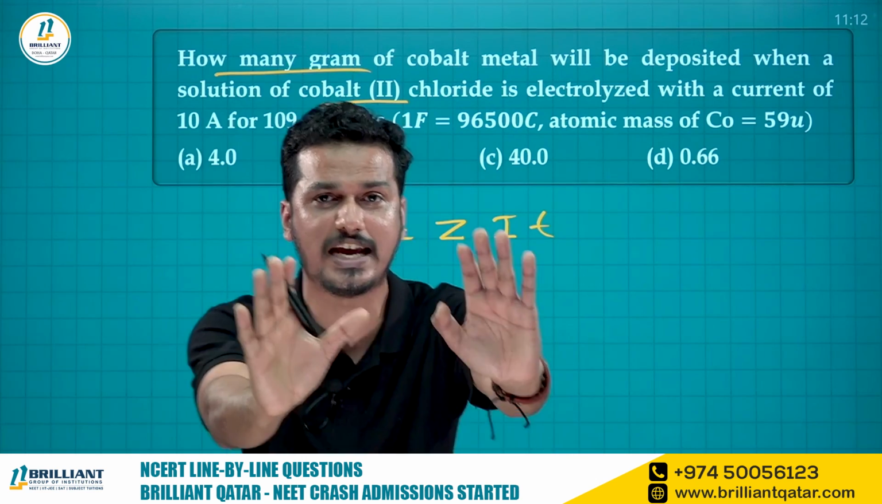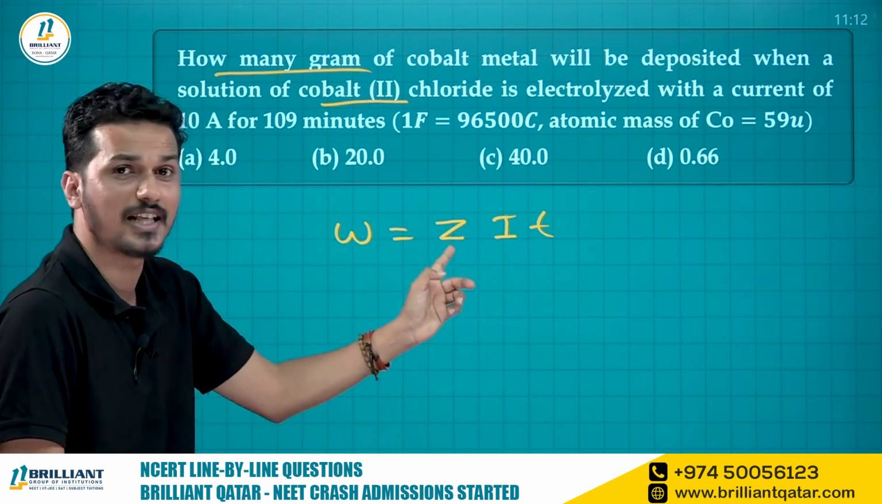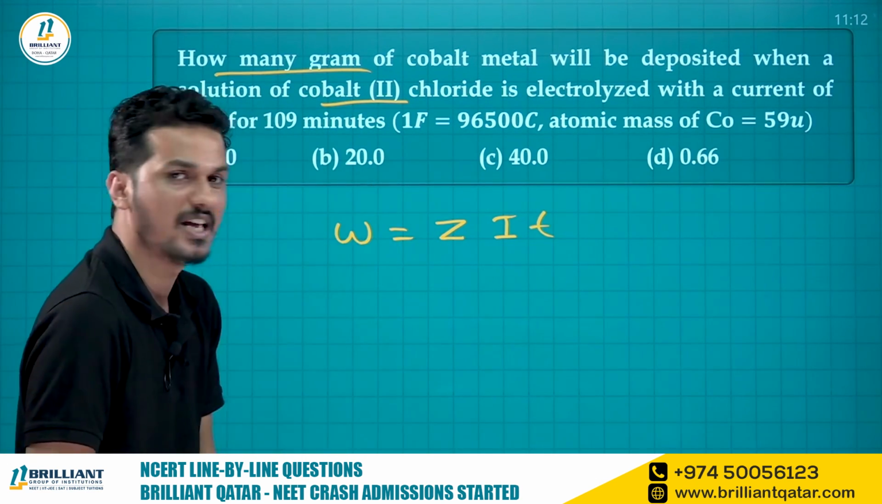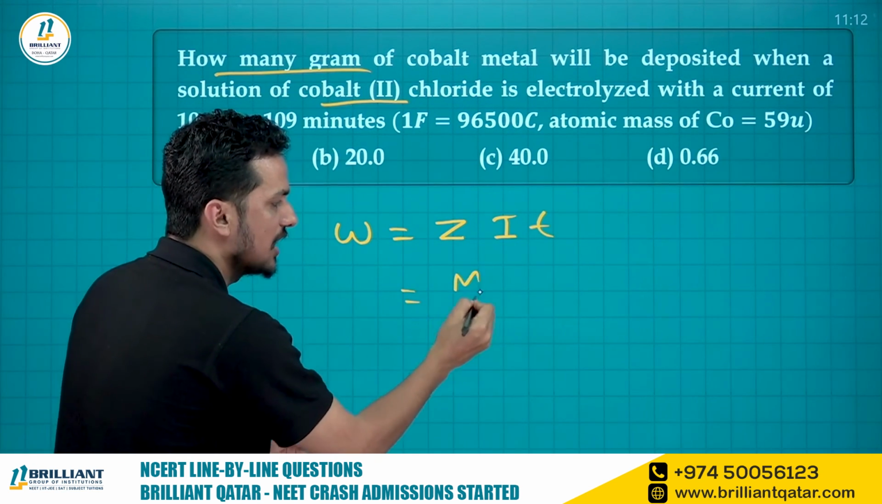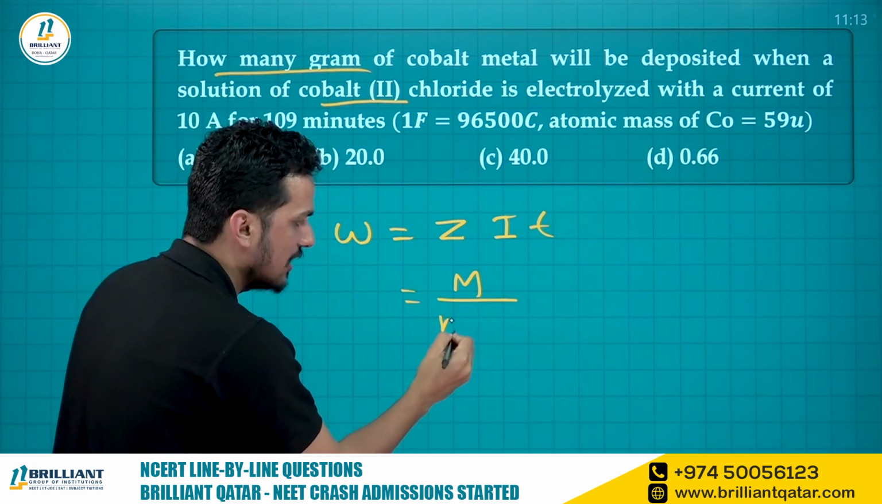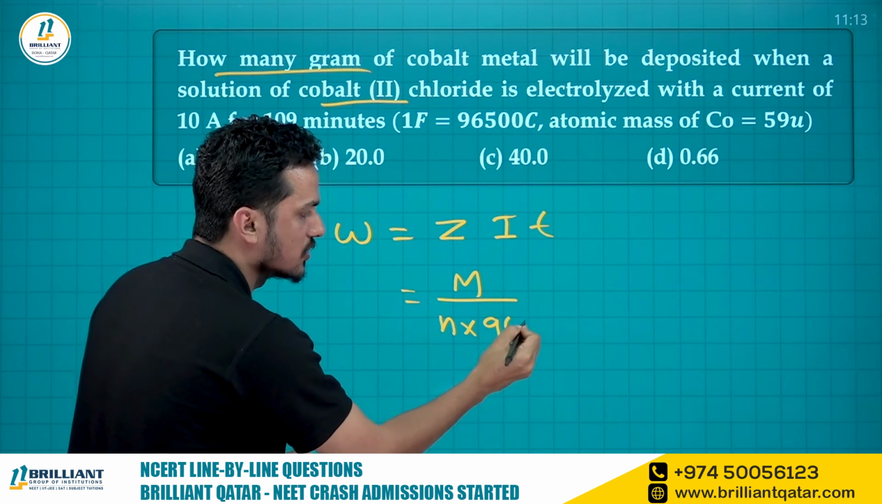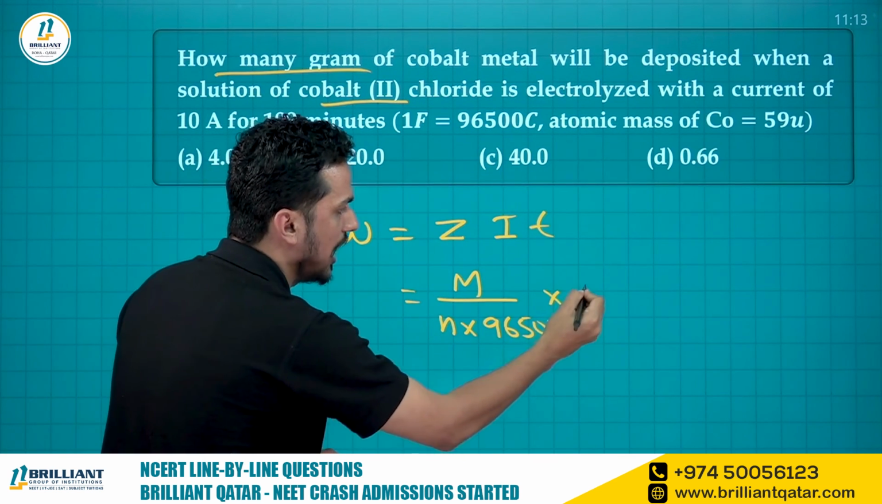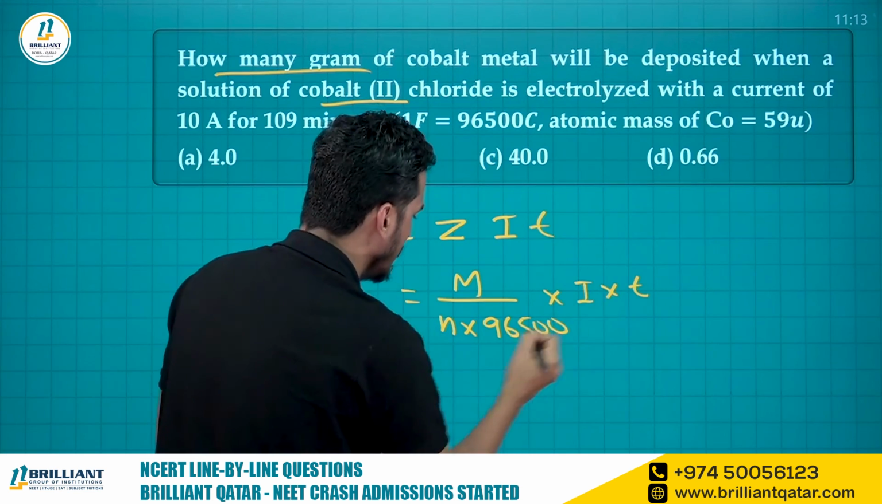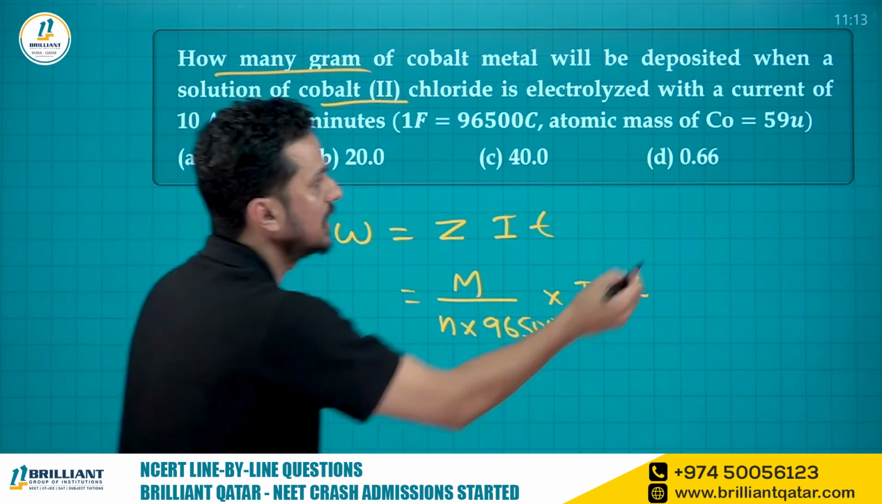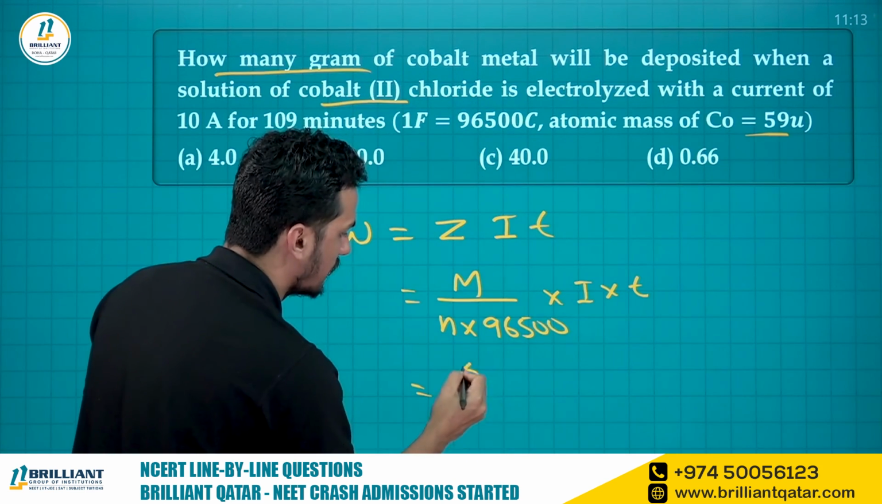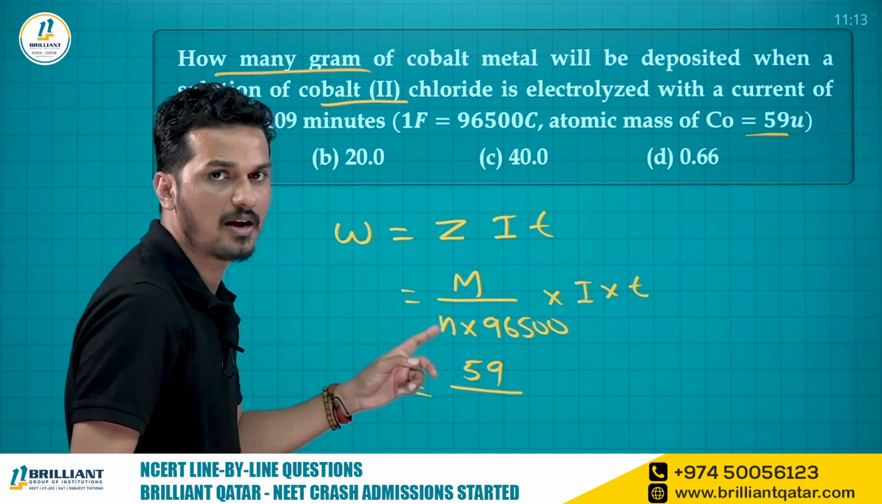Weight is equal to Z. That idea you have to remember. What is Z? Electrochemical equivalent. What is electrochemical equivalent? Atomic mass divided by N factor into 96,500 into I into T. What's the atomic mass of cobalt? That is 59. So I can substitute 59. What is N? N means N factor.